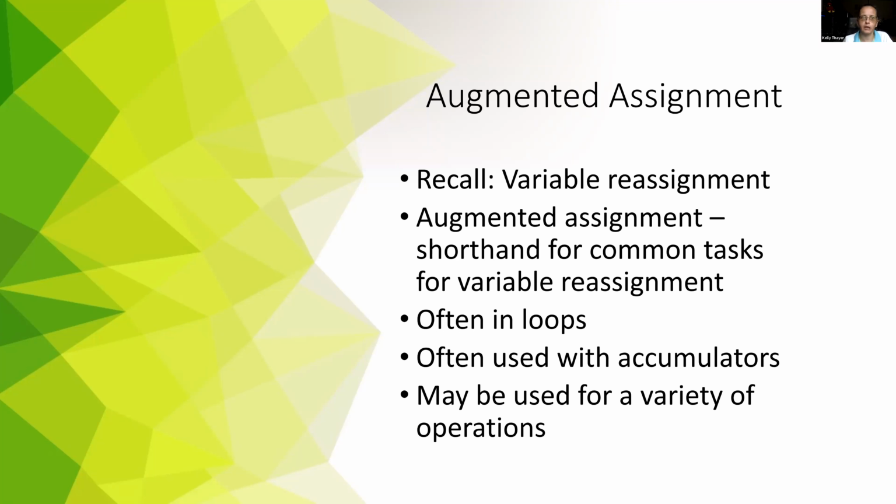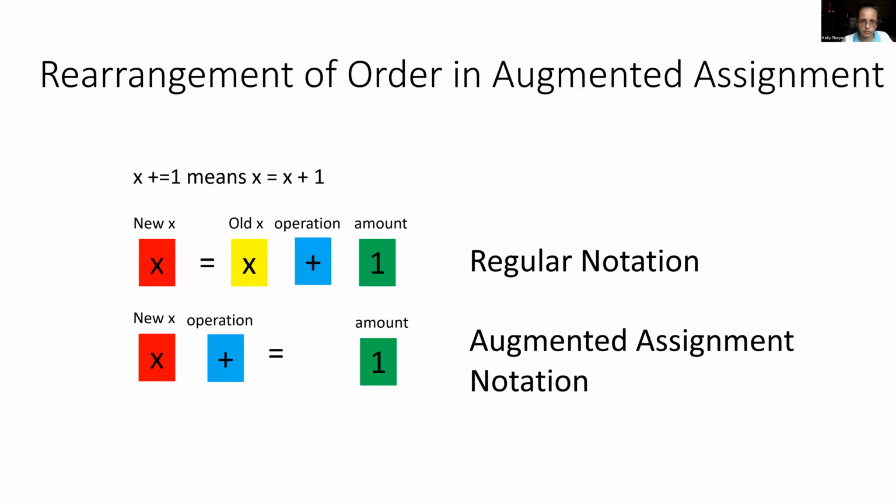So this idea of accumulating, for example, as we go through the loop, maybe we want to count how many times we've been through the loop. So we would have this idea of a counter. Each time you go through, you accumulate one more count. The first time through, you've had 0 counts. The next time through, you have 1, 2, 3, and so on. Looping will often make use of accumulators, and so we can use the shorthand. Augmented assignment can also be used for other things besides loops, but this is where we will see it first. Augmented assignment requires the rearrangement of the order of an expression.